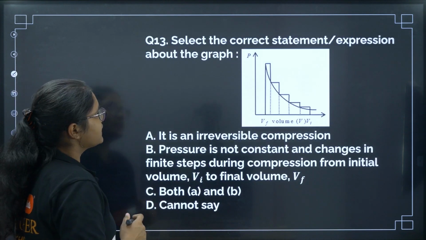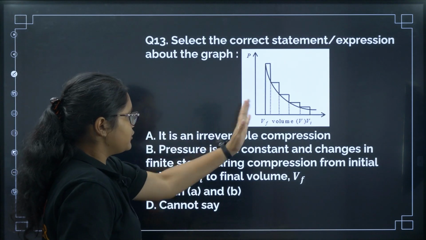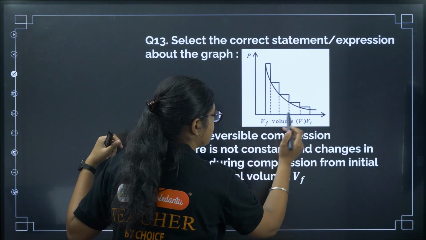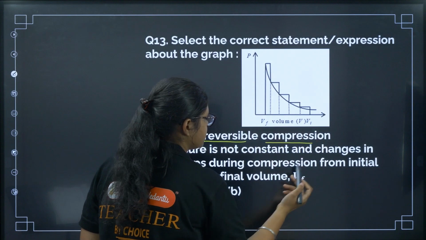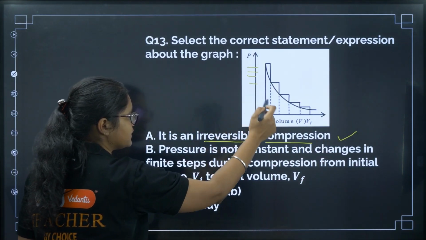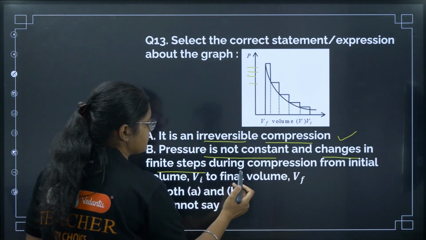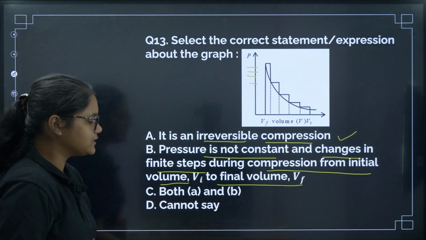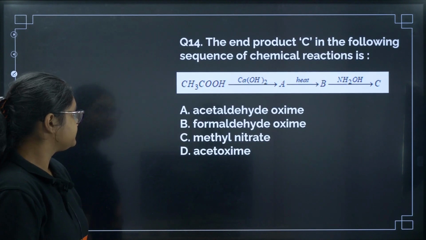Now next one: select the correct statement or expression about the graph. So there is a pressure-volume graph. You can see the pressure is decreasing. Okay, so sorry, the volume has decreased from Vf to Vi. So that is a compression, right? So it is an irreversible compression. This statement is correct. Now you can see the pressure value is also not constant. It is changing continuously. So pressure is not constant and changes in finite steps during the compression from initial volume to final volume. Right? Both the statements are correct. So the correct answer for this question will be option number C.